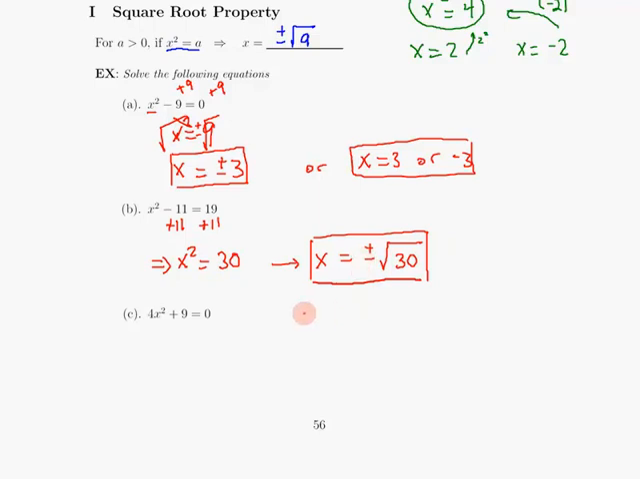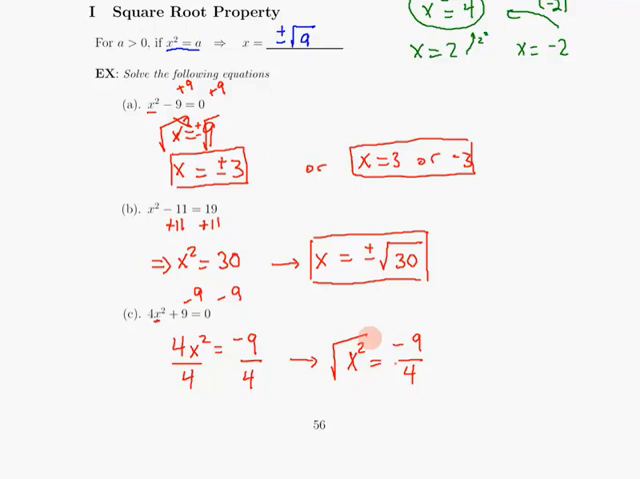All right, what about example C? Same goal. Let's get the x squared by itself so that I can use the square root property. Begin by subtracting 9 from both sides. That leaves me with 4x squared is equal to negative 9. Dividing both sides by 4 to get the x squared completely by itself will give me x squared is equal to negative 9 over 4.